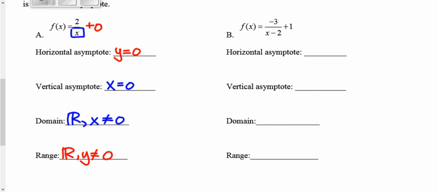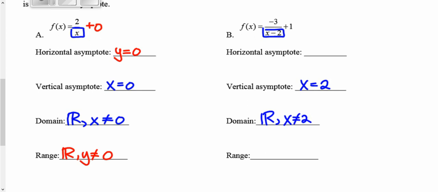So in our denominator, it's going to be whatever makes x equal to 0. So your denominator is going to equal 0 when x is 2. So your vertical asymptote is going to be x equals 2. Then right off the bat, you could actually go ahead and do your domain as well. If you know your vertical asymptote, then you know the domain is going to be all real numbers except x can't equal 2.